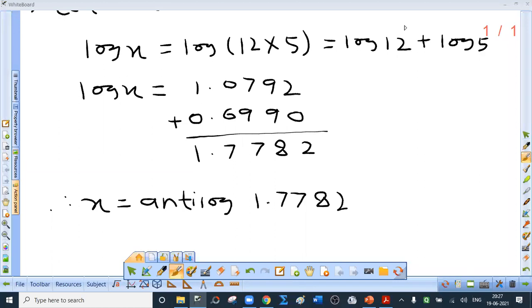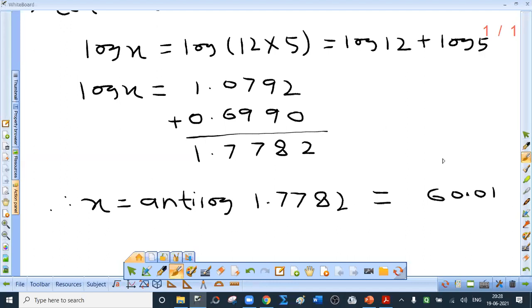It is 3. So 5998 plus 3. It is what? 6001. We always get, remember, we always get 4-digit number. Now, this characteristic has role to play. Characteristic is 1. This means there must be 2 digits in the integral part. So you have to put decimal point after 2 digits.